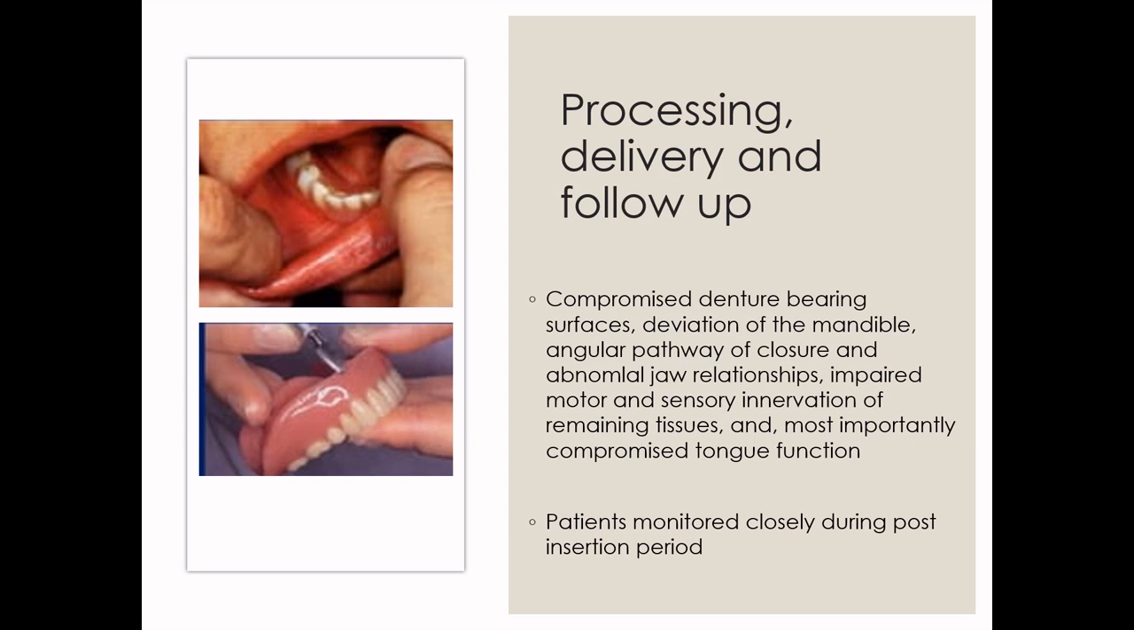After the trial prostheses have been perfected, they are processed following customary procedures. Because of the compromised denture-bearing surfaces, deviation of the mandible, angular pathway of closure, abnormal jaw relationships, impaired motor and sensory innervation of the remaining tissues, and compromised tongue function, mastication is often difficult for these patients. The prostheses should be delivered, remounted and adjusted following conventional prosthodontic guidelines, and disclosing paste must be used to identify areas of excessive tissue displacement. These patients should be closely monitored during the post-insertion period.